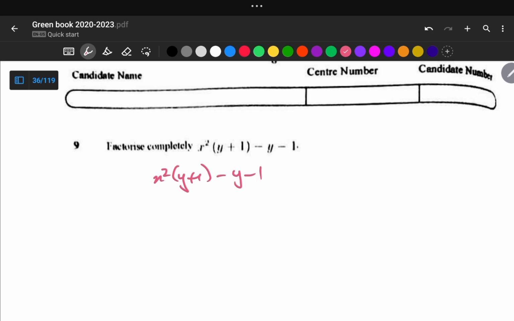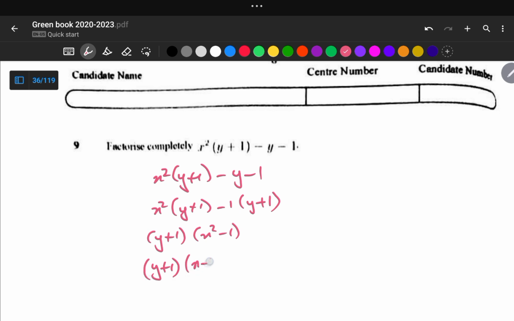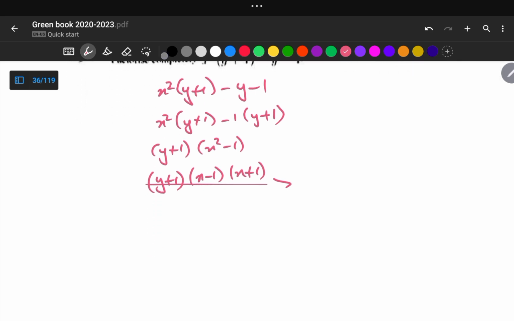Okay, so the first step is to say x squared times y plus 1, and then we can factor out minus 1. So if we factor out minus 1 here, it is now y plus 1. And as you can see here, we are now having a common factor, y plus 1. So we can factor it out to say it is now y plus 1 times x squared minus 1. And we can also factorize x squared minus 1, because here we are having a difference of 2 squares. So it is now y plus 1 times x minus 1 times x plus 1. So here is our final answer.